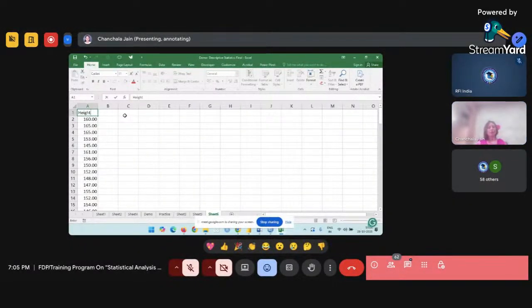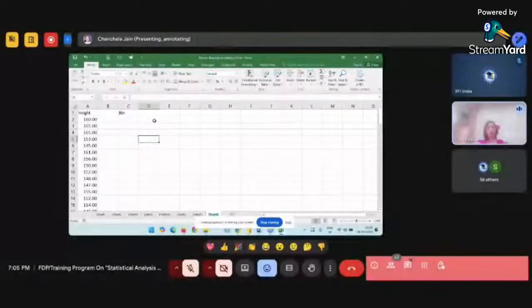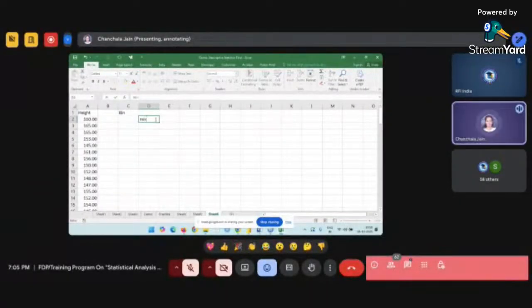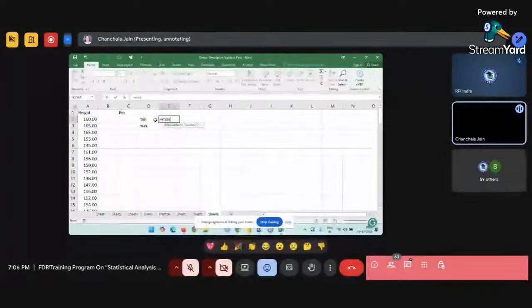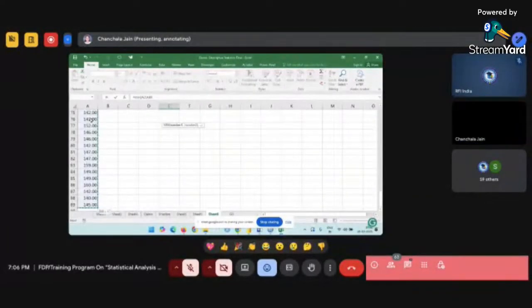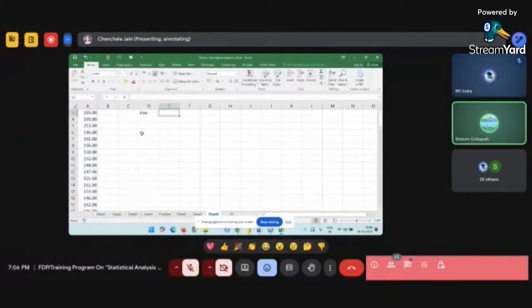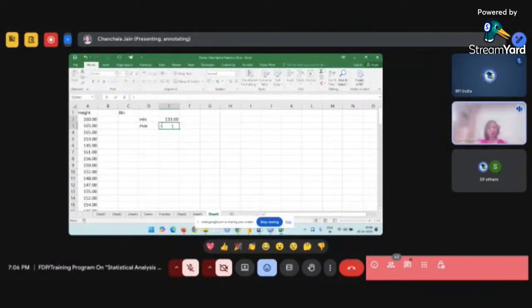Insert. I need to prepare the bins. For preparing the bins, you need to understand the minimum and the maximum value of your data. So you can calculate the minimum value. I think I already told you how to get it. Similarly, you can use the max function here. This is the maximum value.